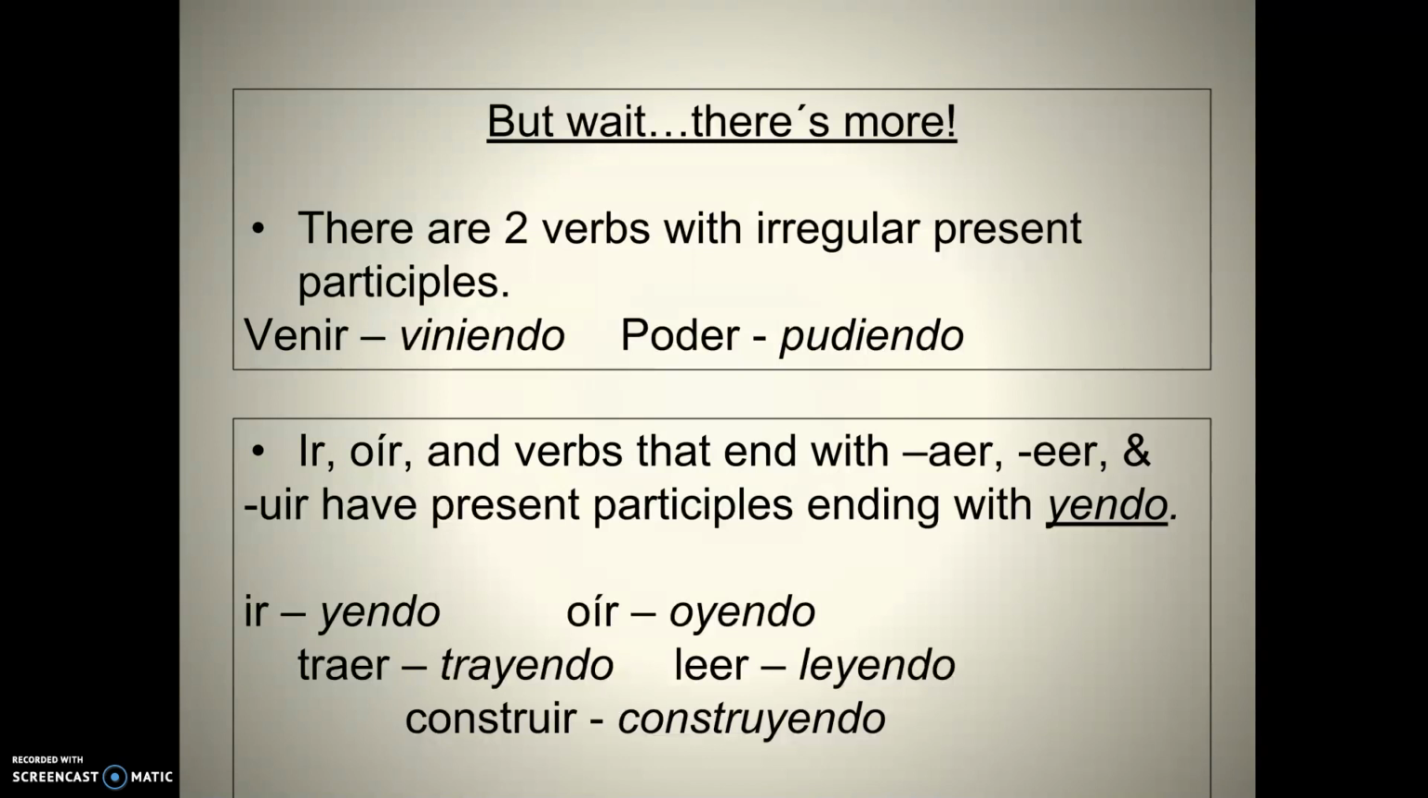So for ir, the present participle is yendo, YENDO. Oír, oyendo, OYENDO. Traer, trayendo, TRAYENDO. Leer, leyendo, LEYENDO. Y construir, construyendo, CONSTRUYENDO. Now that you're all set, please take a moment, do números 1 a 11 on páginas 3 y 4.